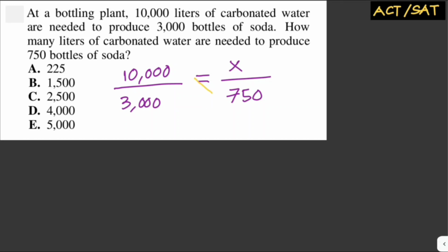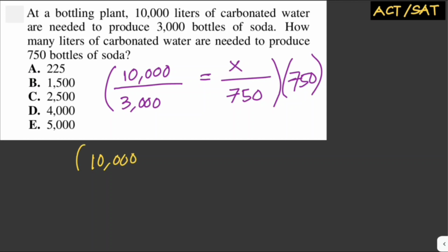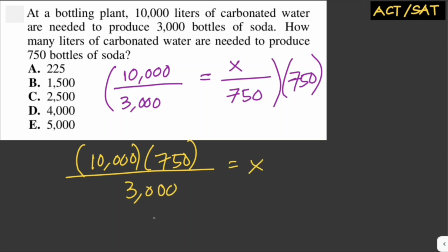So we multiply both sides by 750. Then we have 10,000 times 750 over 3,000. Therefore, the value of X is equal to 2,500 liters. So the answer here is letter C.